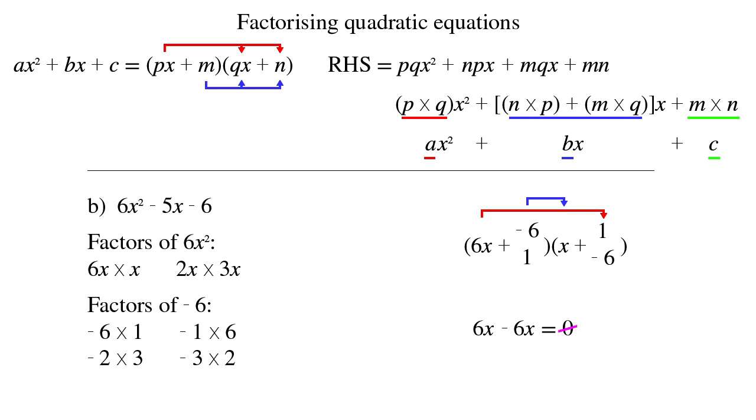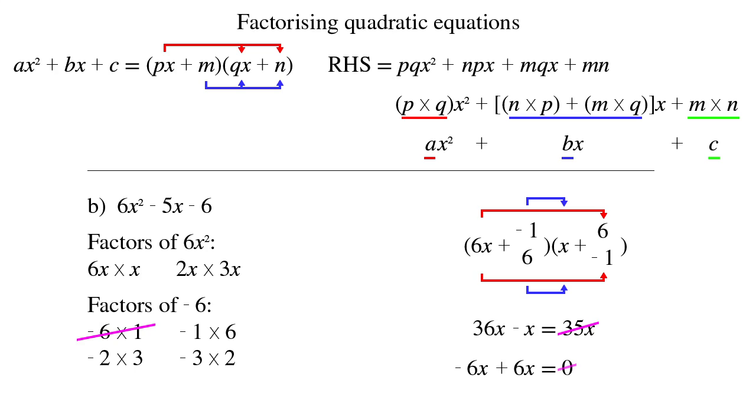And for our bottom choice, that's 1 in the first bracket, negative 6 in the second, our middle term is negative 36x plus x, which is negative 35x. Neither of these is the right factorisation. What about 6x plus negative 1 times x plus 6, or 6x plus 6 times x plus negative 1? Well, for our top choice, the middle term is 36x negative x, which is 35x. And for the bottom choice, the middle term is negative 6x plus 6x, which is 0.